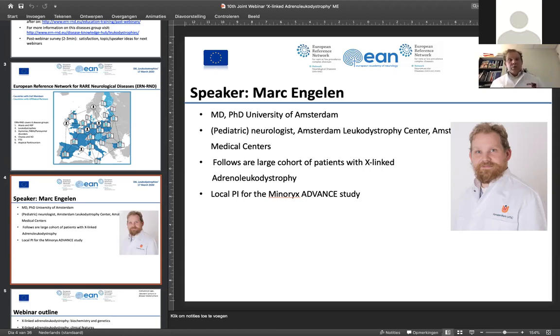And as the cartoon shows, ALD protein is a transporter located in the peroxisomal membrane. Deficiency of this ALD protein causes defective transport of very long chain fatty acid CoA esters into the peroxisome. The inside of the peroxisome is where the beta oxidation machinery is, where those very long chain fatty acids with 22 or more carbon atoms are degraded.